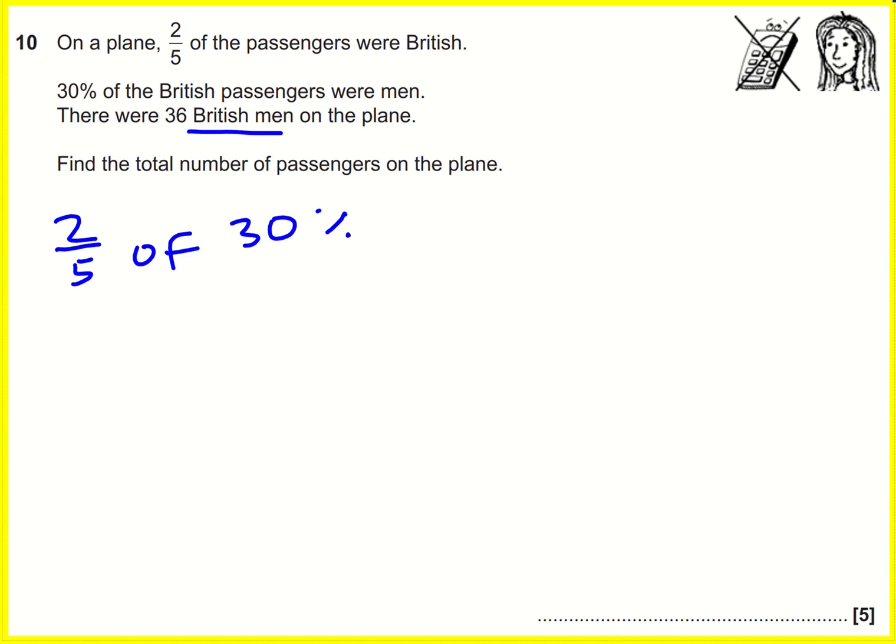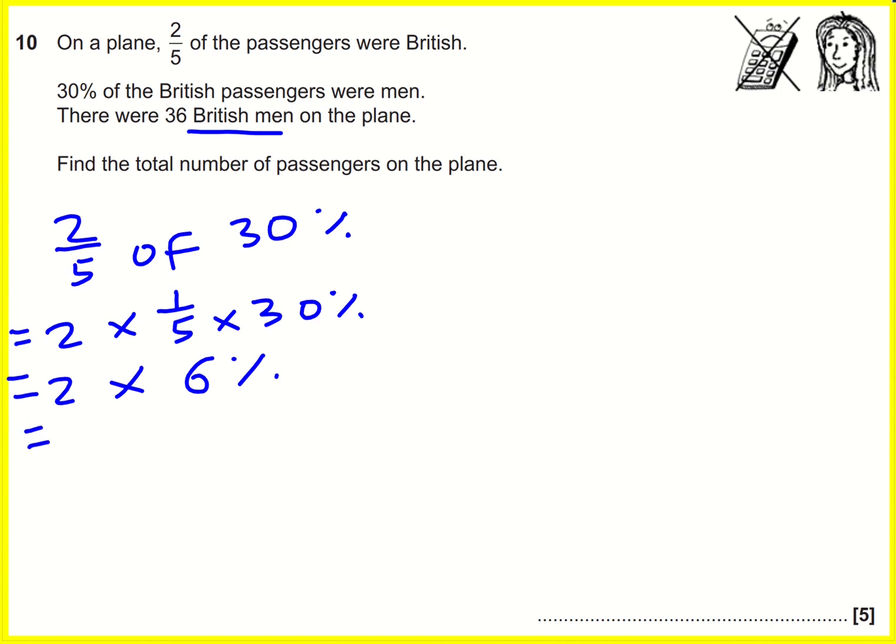So let's give that a go. How are we going to do that? Well, I can find 2/5 of 30% because I could write it as 2 times 1/5 times 30%. That's the same as 2/5. Basically I'm finding 1/5 of 30%, which is going to be 6%, because 30 divided by 5 is 6. And then I can double it to get my 2/5, and that's going to give me 12%.